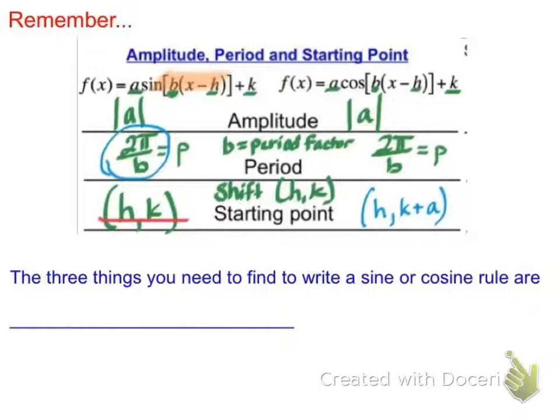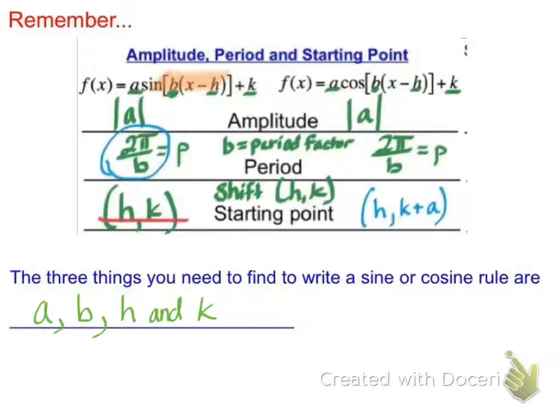Okay, so the key thing here is if we know those three facts, we can graph or we can write a rule. We can go both ways because we know how the rules are related to the graphs. So in order to write the rule, you need to know three things. You need to know the A value, the B value, the H and K value. And that should be pretty obvious because those are the four values that are in our rules.